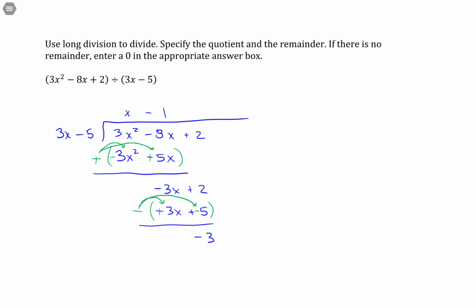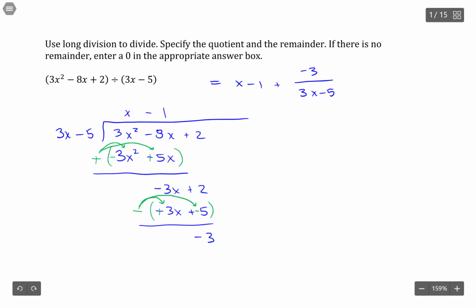So the result here is the quotient polynomial, x minus 1, plus the remainder of negative 3 over the original divisor. And of course, if you wanted to, you could even put this as a minus here. But I think the way the answer boxes work, you need to put the negative with the 3 still.